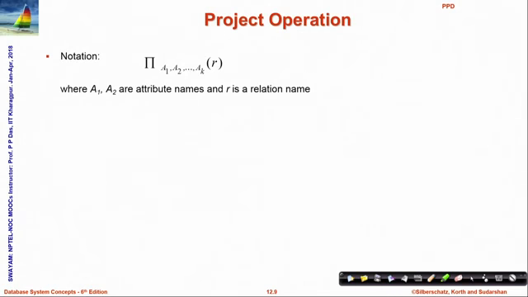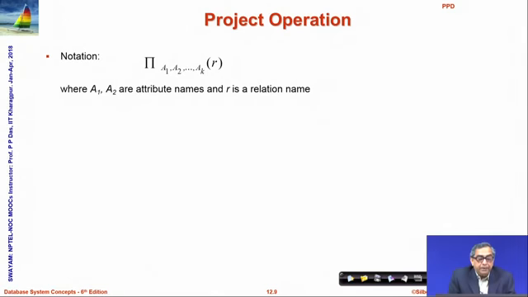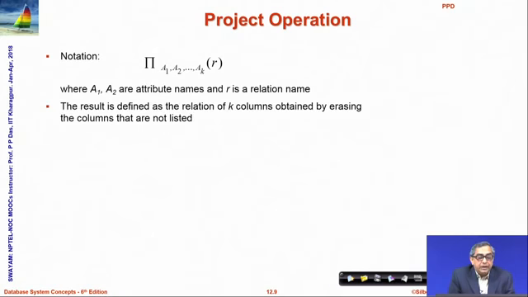Next, we move on to the second operation, which is the project operation, where a relation can be projected in terms of a number of attributes. So, pi is the notation, R again is the relation, and the subscripted A1, A2, Ak are k attribute names, k has to be at least 1, and these attributes will be retained in the relation. So, the result is defined as the relation of k columns by erasing all the columns of R which are not listed amongst these A1 to Ak.